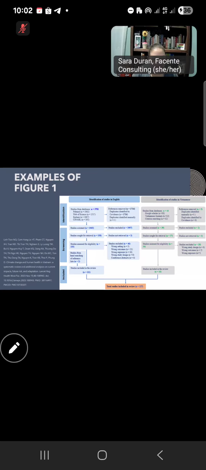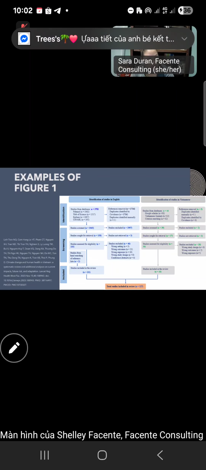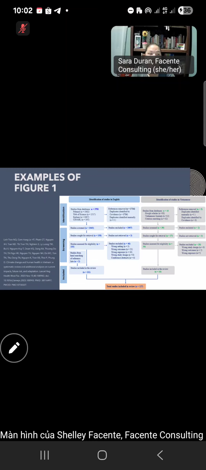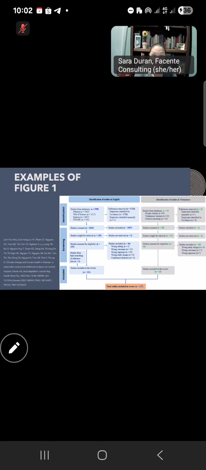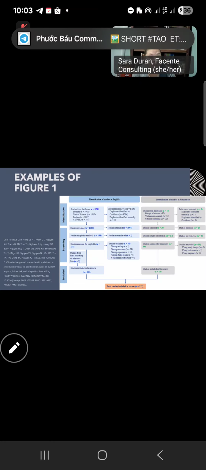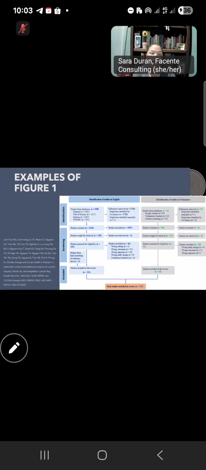And then this last example is a little bit more complex. I'm going to explain exactly why that is in just a second. So this was a study on climate change and human health in Vietnam. And the researchers decided to not just look at articles that were in English, but also to identify those studies that were in Vietnamese. And so I know that there was a question either yesterday or the day before around language use. And you can see that not only did they look up in English and in Vietnamese, but they also partitioned their figure one to include the information about the studies in English, as well as the information about the studies in Vietnamese separately.